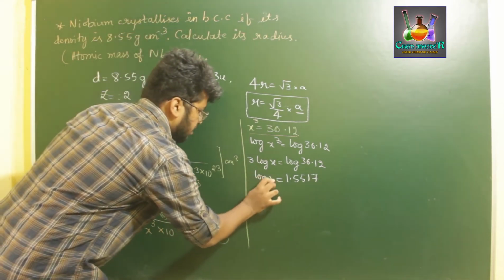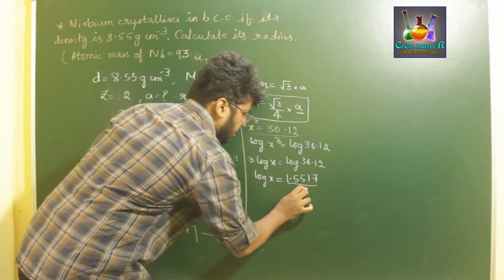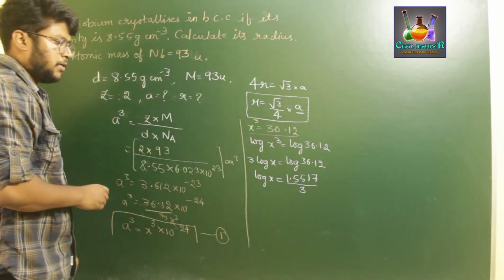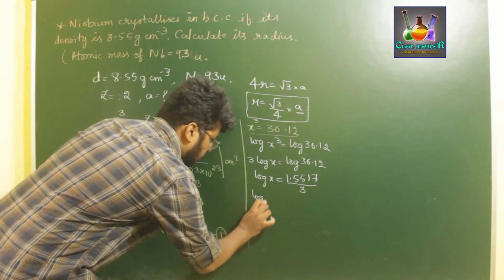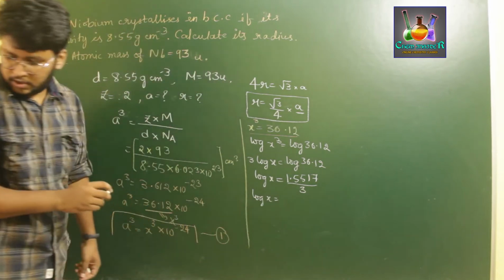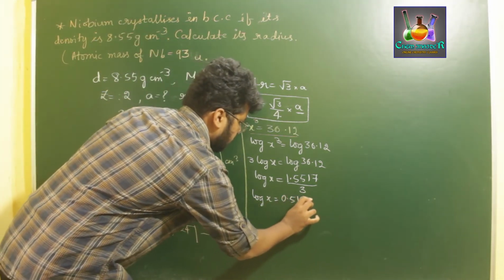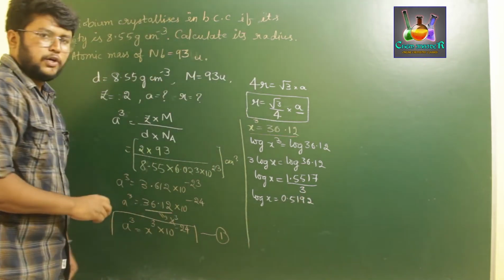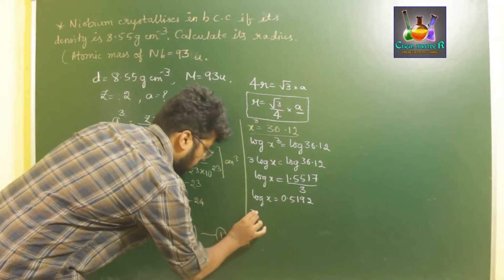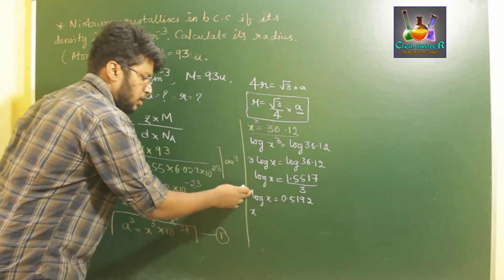So I'll take log x here. On sending the 3 to the denominator, we get 1.5517 divided by 3. That is, log of x is equal to 0.5192. In order to find x, taking antilog on both sides, log and antilog get cancelled.